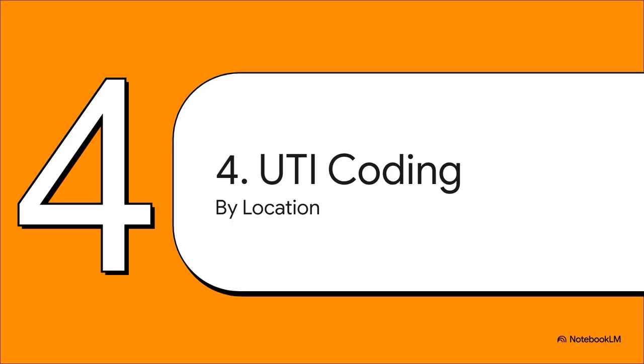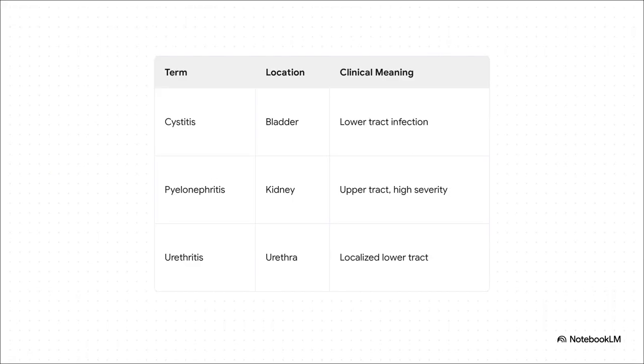Next up, Section 4, UTI coding by location. Now, what's really interesting about this slide is how it highlights a major exam trap. Look at how the anatomical root word instantly changes the clinical severity and, by extension, your CPC code. If the chart says cystitis, you're dealing with the root cysto, so that's a lower tract infection of the bladder. But if it says pyelonephritis, well, nephro means kidney. That makes it an upper tract infection, which carries a much higher clinical severity. And then urethritis is just localized to the lower tract urethra. Spotting that root word, it literally solves the trap instantly.